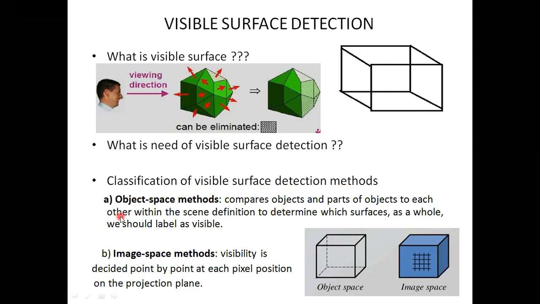Fine. So the first method is called the object space method, and the second method is called the image space method. Okay, coming to this object space method. What did the object space method consider for detecting whether a face is a back face or front face? It compared the objects and parts of the objects to each other within the scene definition to determine which surface as a whole should be labeled as visible. So this is an example of object space.